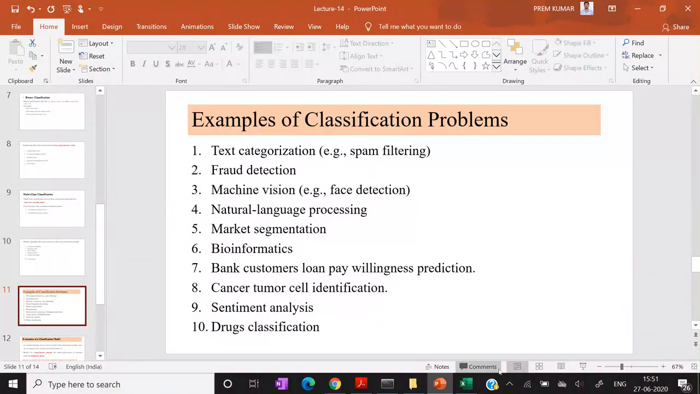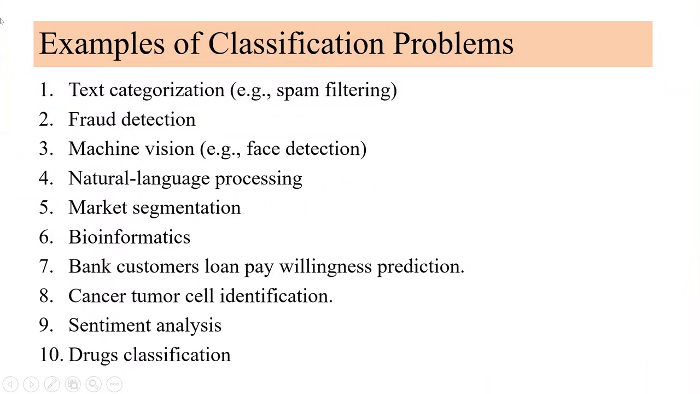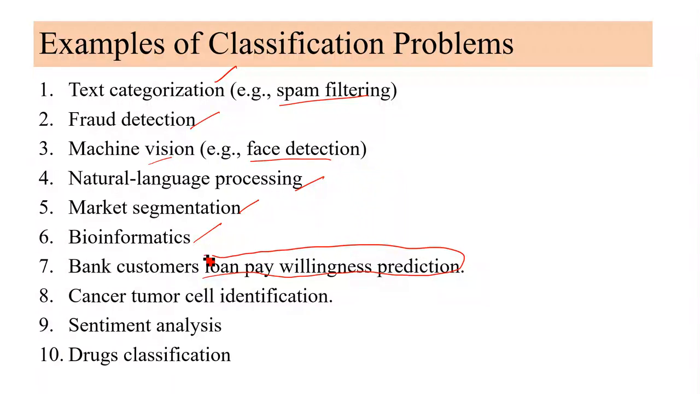And if you see examples of classification problems, what kind of examples? Text categorization, which means spam filtering and fraud detection. Machine vision means face detection. Then NLP, natural language processing, market segmentation, bioinformatics, and bank customers' loan pay willingness prediction. This is a good example: we have to predict by using these classification algorithms whether the bank customers are willing to pay the loan or not. Also cancer tumor cell identification and sentiment analysis. This is also a very good example.